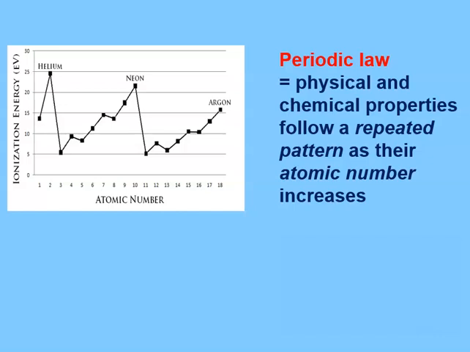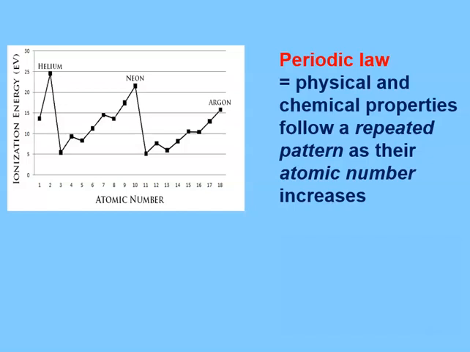A periodic law is when the physical and chemical properties follow a repeated pattern as their atomic number increases. Notice that in this graph, atomic number is the independent variable, which is different than Mendeleev. He used atomic mass because he didn't know about atomic number yet. And when we graph something like ionization energy, that's the amount of energy it takes to pull off an electron, we see this pattern of peaks and valleys.